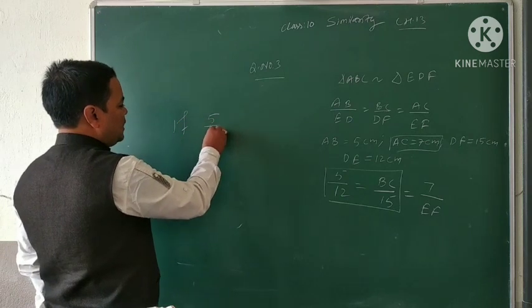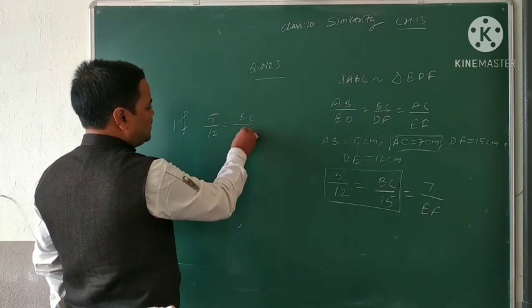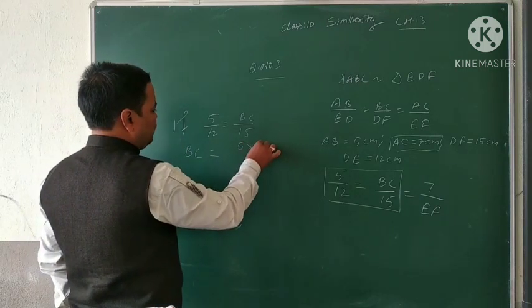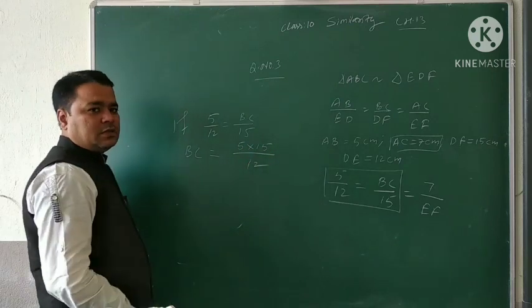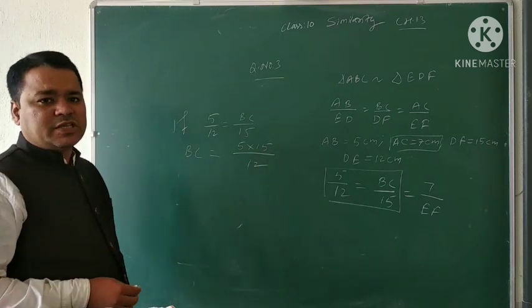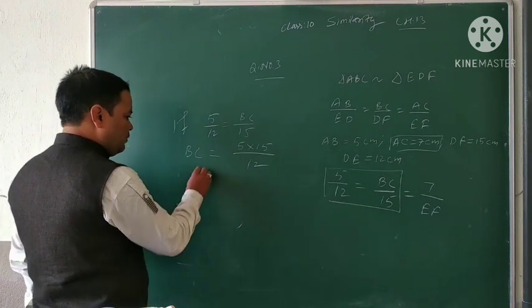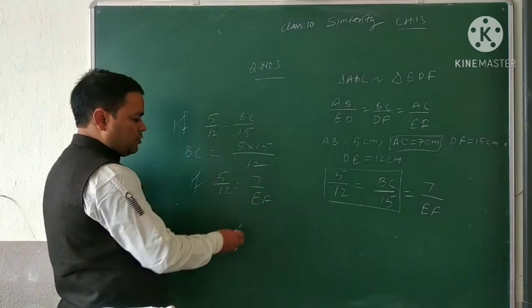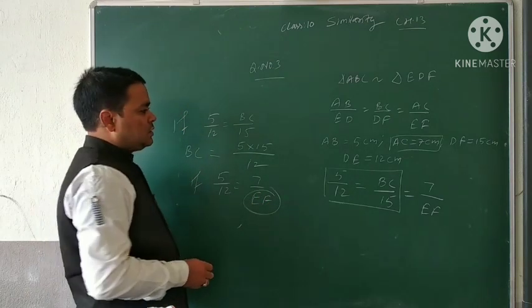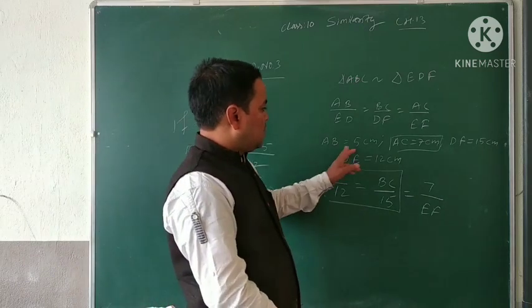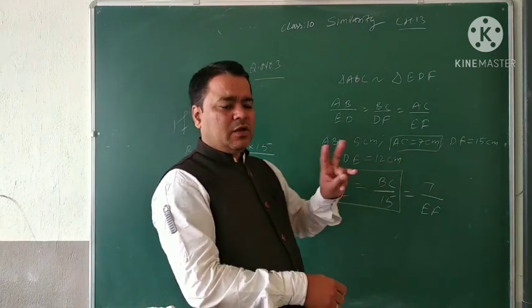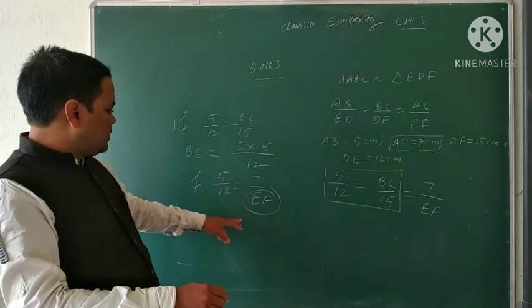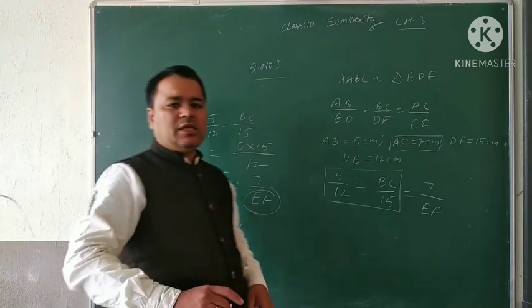If 5 by 12 is equal to BC by 15, then BC is equal to, by cross multiplication, 5 into 15 by 12. In this way, we can find BC. Similarly, if 5 by 12 is equal to 7 by EF, from here we can find the value of EF also. Of the sides, four are already given, and only two sides remain: the first one is BC and the second one is EF. Using this concept, you can find the value of BC and EF.